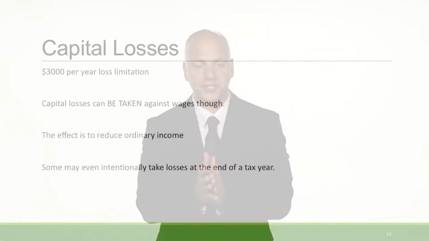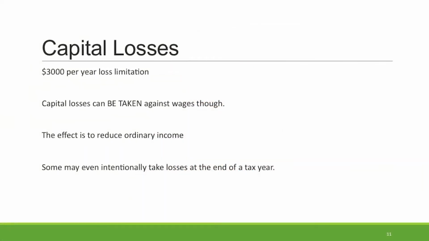Okay, moving on to slide 11, and we're looking at capital losses. So there is a $3,000 per year loss limitation for individuals. A company can offset its capital losses only up to the extent of its capital gains. But if it's an individual, there is a $3,000 per year loss limitation. Capital losses can be taken against wages, though. The effect, of course, if you're taking your $3,000 in capital losses against your wages, is to do what? Reduce the ordinary income.